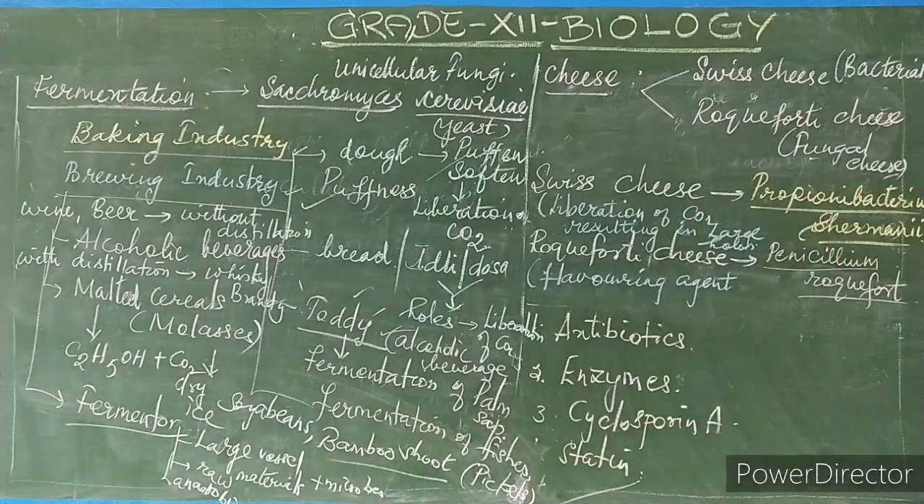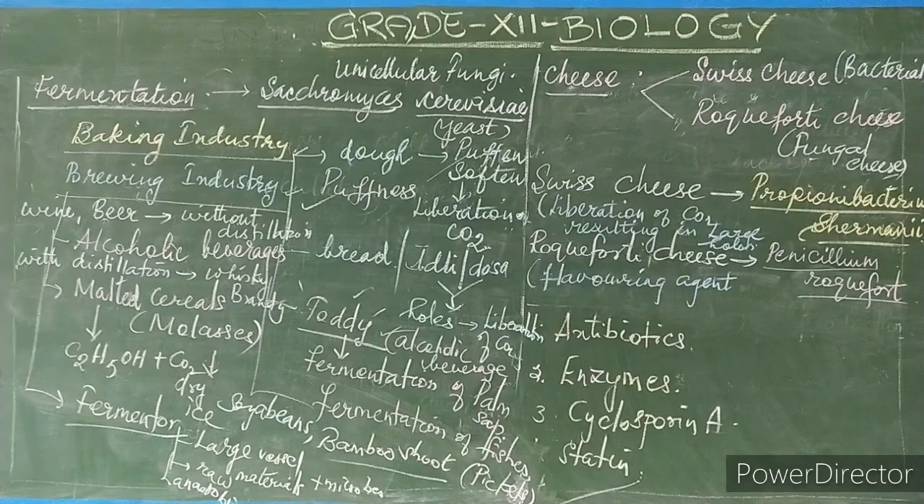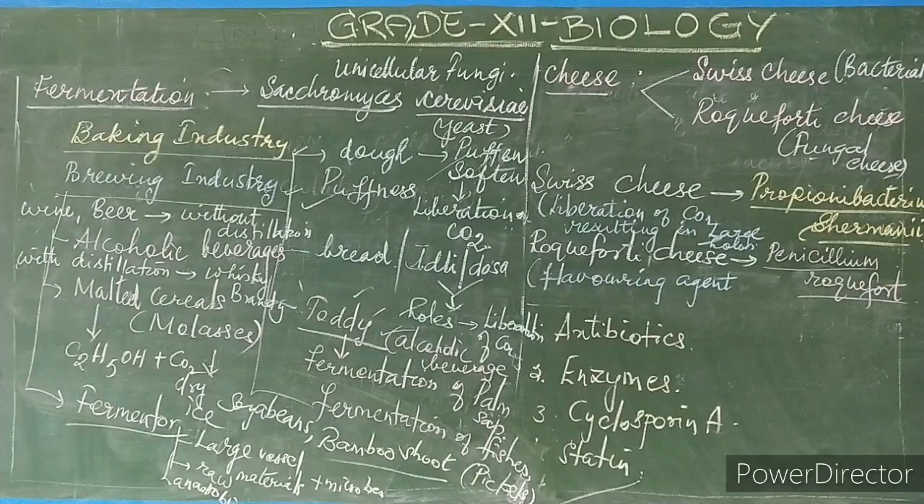So we have studied fermentation, the baking industries and brewing. The other one is the cheese industries that we are widely using. The next one we are having is antibiotics.